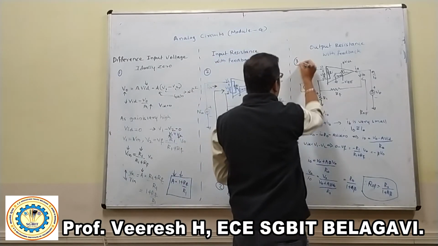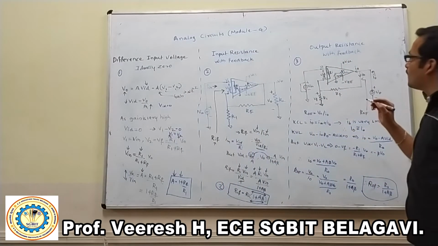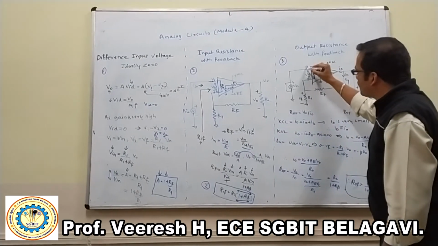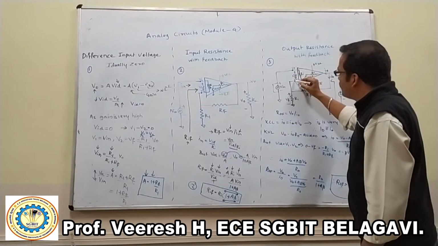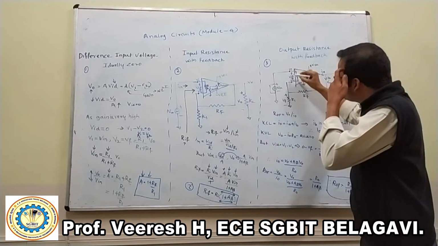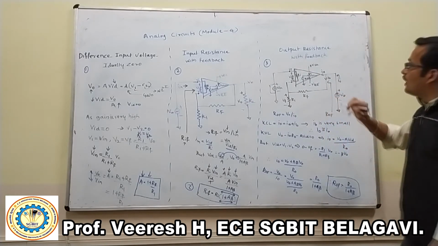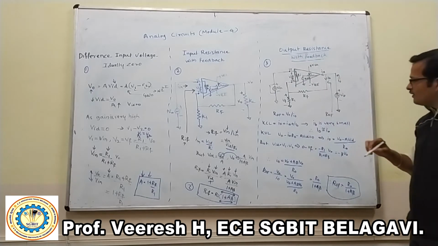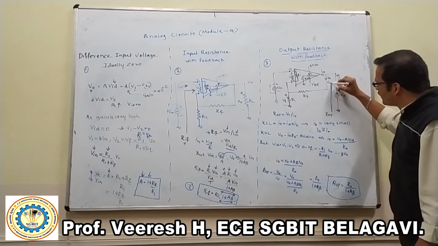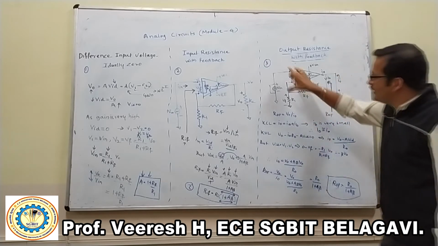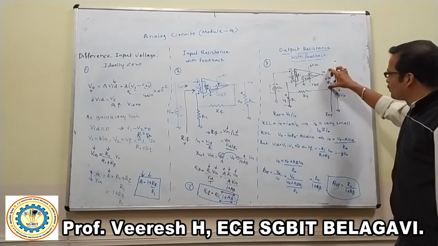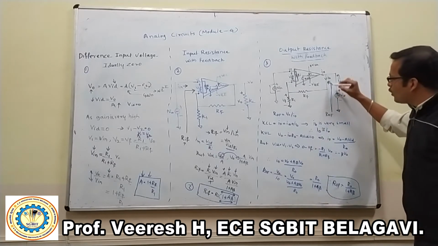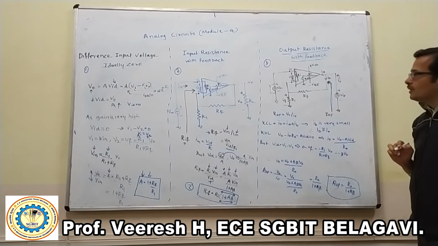Now let us move on to the third topic, that is output resistance with feedback. Again I have drawn the operational amplifier with its internal structure. This is terminal number 1 and voltage V1. Voltage at terminal number 2 is V2. This is the differential voltage VID. Now, how to calculate the output resistance with feedback? Output resistance is the resistance seen at the output terminal. This side is the input terminal and this side is the output terminal. So I am interested in finding how much resistance is seen at the output side of the operational amplifier.